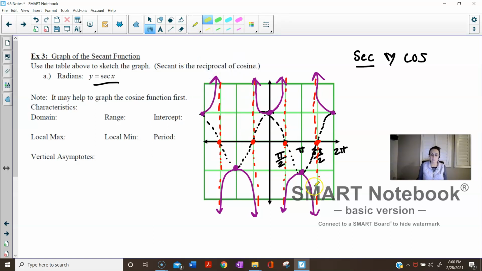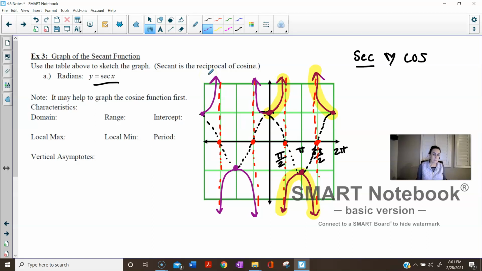One period of the secant graph, you could think of it as this piece, and then that piece, and then this piece right there. So that's one period that just keeps repeating over and over and over again. All right, every 2 pi units. So let's go through and list the characteristics.